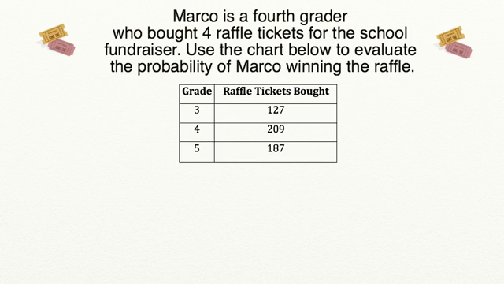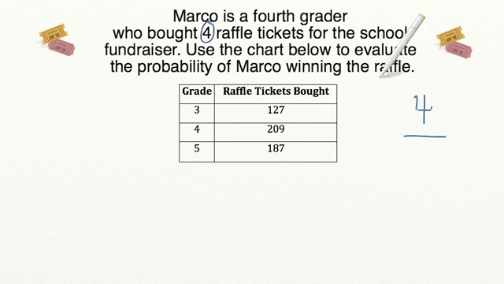Let's go ahead and try a word problem together. Marco is a 4th grader who bought 4 raffle tickets for the school fundraiser. Use the chart below to evaluate the probability of Marco winning the raffle. Well, first, we want to make sure we know how many tickets Marco bought, because that's going to be our numerator. And right here, we can see that Marco bought 4 tickets. So I'm going to put 4 as my numerator for my fraction, but I need to find out my denominator. How many tickets were sold in all? That's going to tell me the probability of Marco winning.